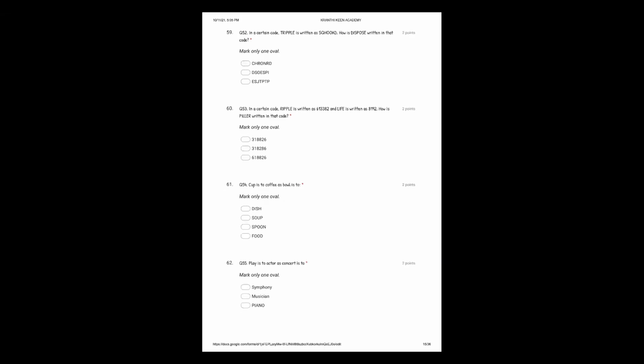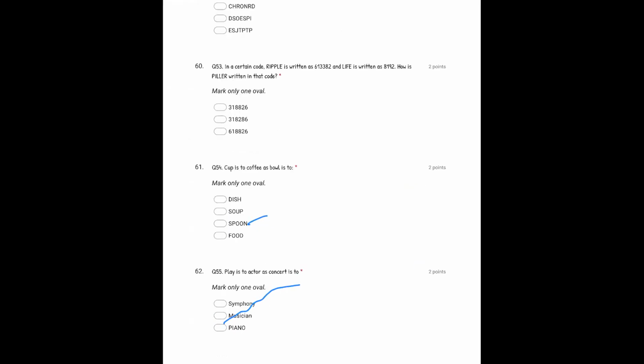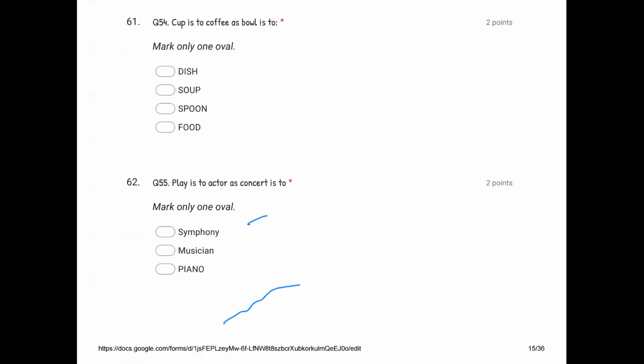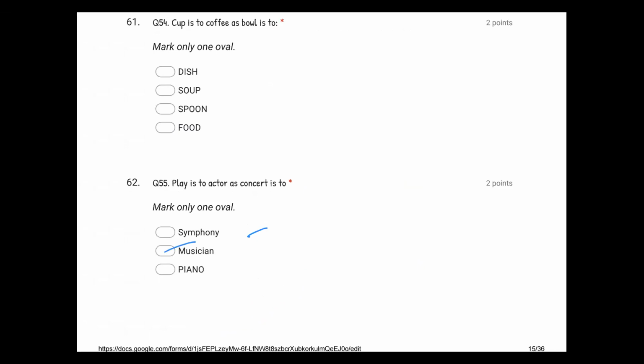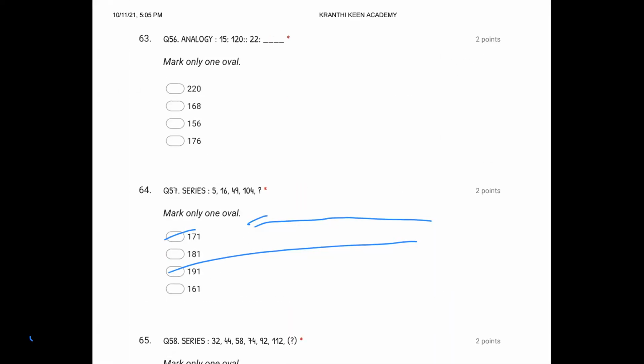Next, play is to actor and concert is to musician. Musician only. Play is to actor, concert is to musician. This is also an analogy question. Next one here, analogy, one more question.